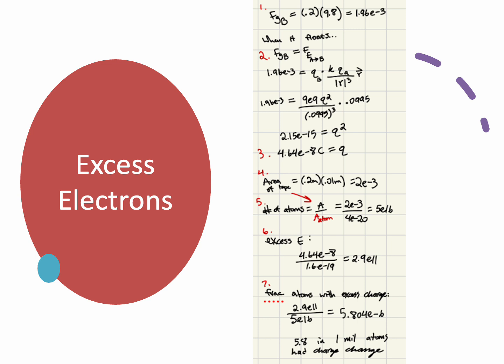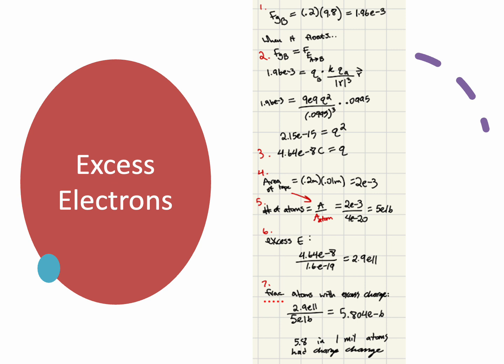Starting with 1, the force of gravity on object or the piece of tape B, or the higher piece of tape, was given by mass times gravity, and that was equal to about 1.96 e-3. Once it floats, the force of gravity was equated to the force of electricity given by the first piece of tape. This can be equated to each other to find the charge, as seen in step 3, which was about 4.64 e-8 coulombs.